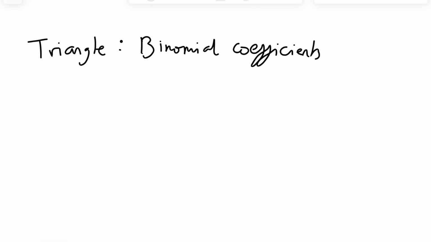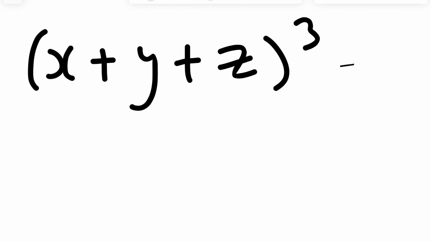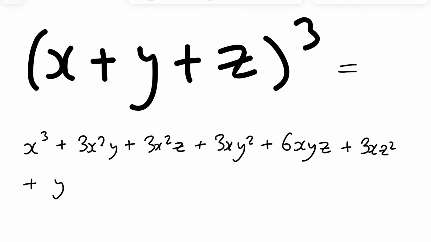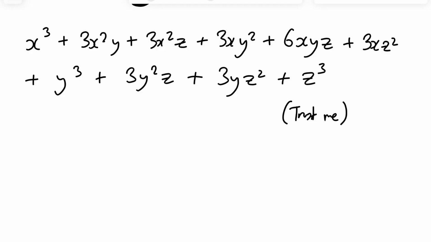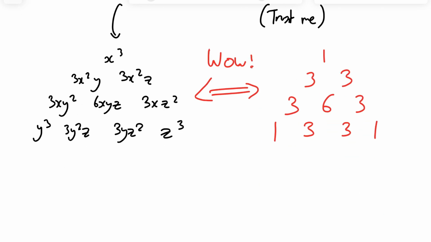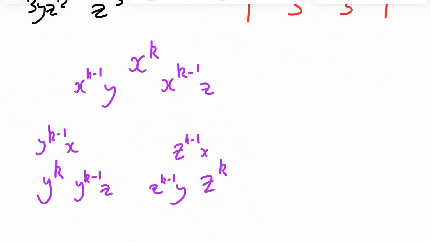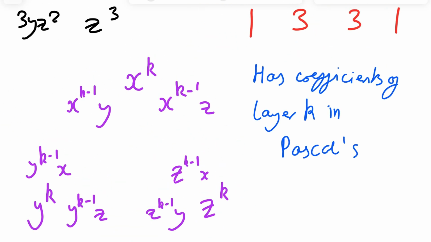In the same way that the triangle gives you the binomial coefficients, the pyramid gives you the trinomial coefficients. Let's take (x + y + z)^3. If you take the time to expand it out fully, you get this. And if I rewrite it like this, suddenly it looks very, very familiar. And this is how it works for all of the layers. Each corner is just x or y or z to the n, and then the power of each variable decreases as you get further away from said corner.